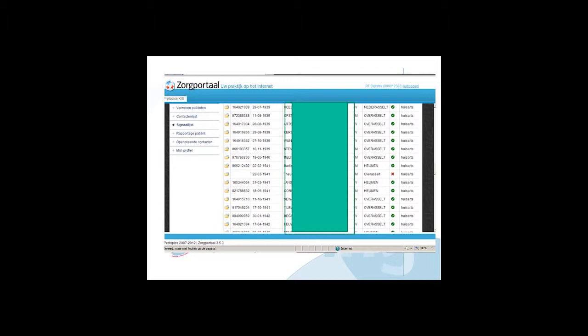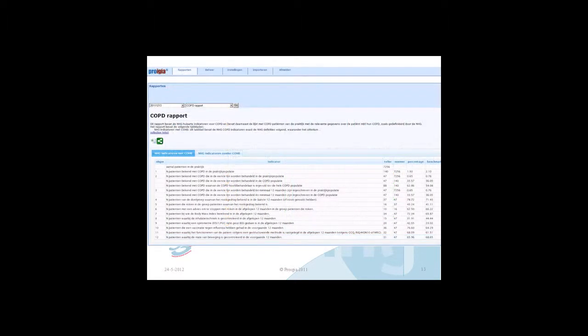There are also some other systems that help me in getting the information. This is not from my practice, but this is a system called ProIgia that gives also feedback. It does data extraction in the Netherlands, and it gives it back in a structured way in process indicators and outcome indicators according to the guidelines and the indicators that we make together.